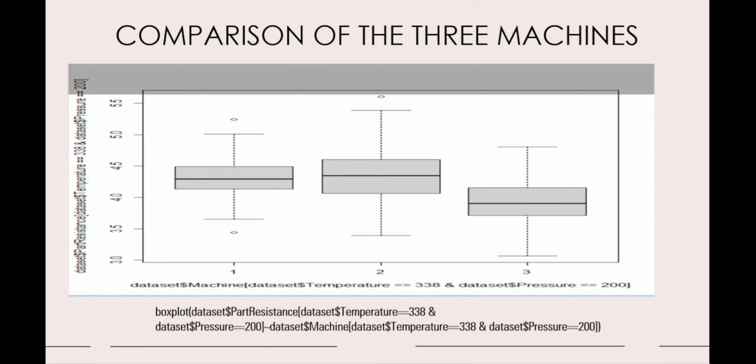This boxplot shows the comparison of the three machines. The center of distribution for machine 3 is the lowest among the three machines. If we see the box plot, all the machines have almost symmetrical skewness, but machine 2 has the widest spread among the other machines. Machine 1 and machine 2 have outliers. Machine 1 has two outliers, and machine 2 has only one outlier. The last one, machine 3, has no outlier at all.